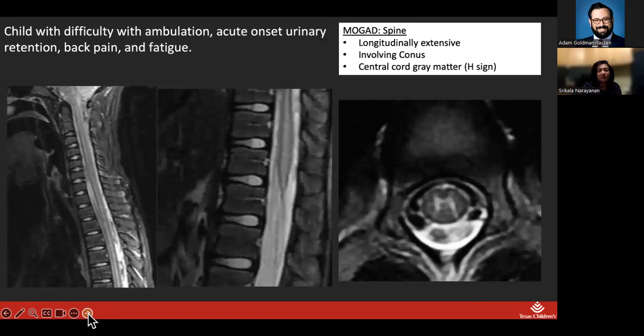Okay, so here's a case of a child with difficulty with ambulation, urinary retention, back pain, and fatigue, who has this longitudinally extensive transverse myelitis involving the entire cord from the cervical region down to the conus. And on the cross section, you can see the H sign with that preferential central cord gray matter involvement.